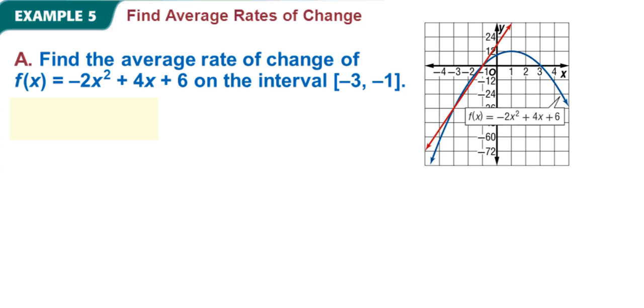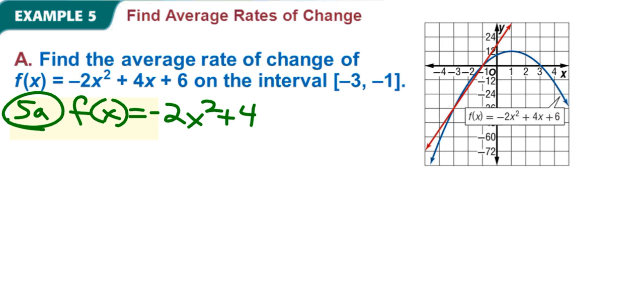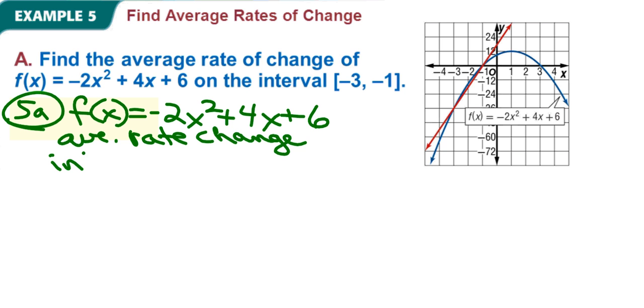So here's the secant line. It says find the average rate of change of f of x equals negative 2x squared plus 4x plus 6 on the interval from negative 3 to negative 1. First, I'll write the problem, and then I'll say I want the average rate of change on the interval from negative 3 to negative 1.